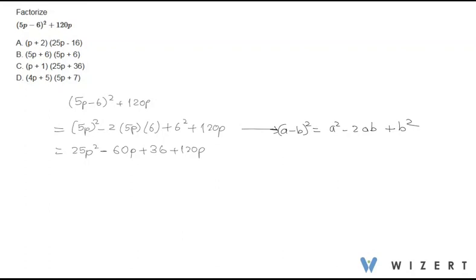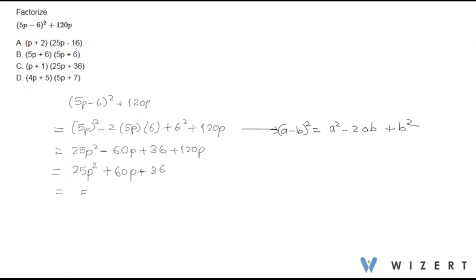Now we can spot two like terms here, −60p and +120p. So we'll simply simplify them. So what do we have? 25p² − 60p + 120p is +60p, plus 36.